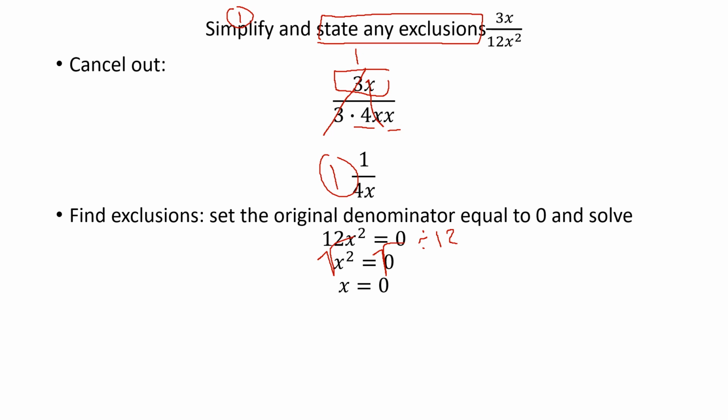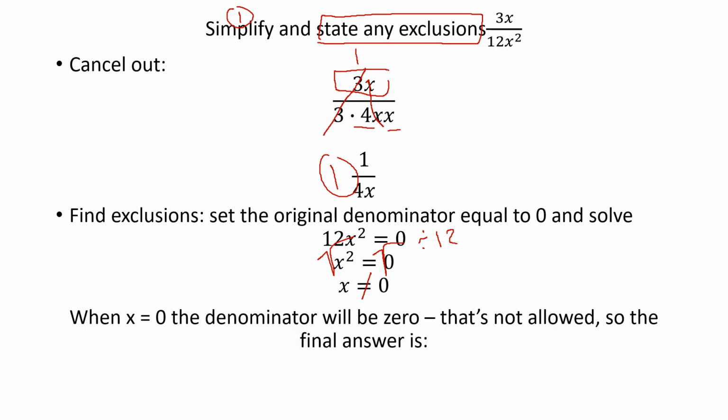Technically, what this tells me is x cannot be 0, because if x equals 0, then my whole denominator becomes 0, and that's mathematically not allowed. So the final answer is going to be the simplified answer with a semicolon, and then what x can't be. So 1 over 4, this tells me the simplified answer. This tells me the exclusion. So that whole thing, this whole thing right here, is my answer.